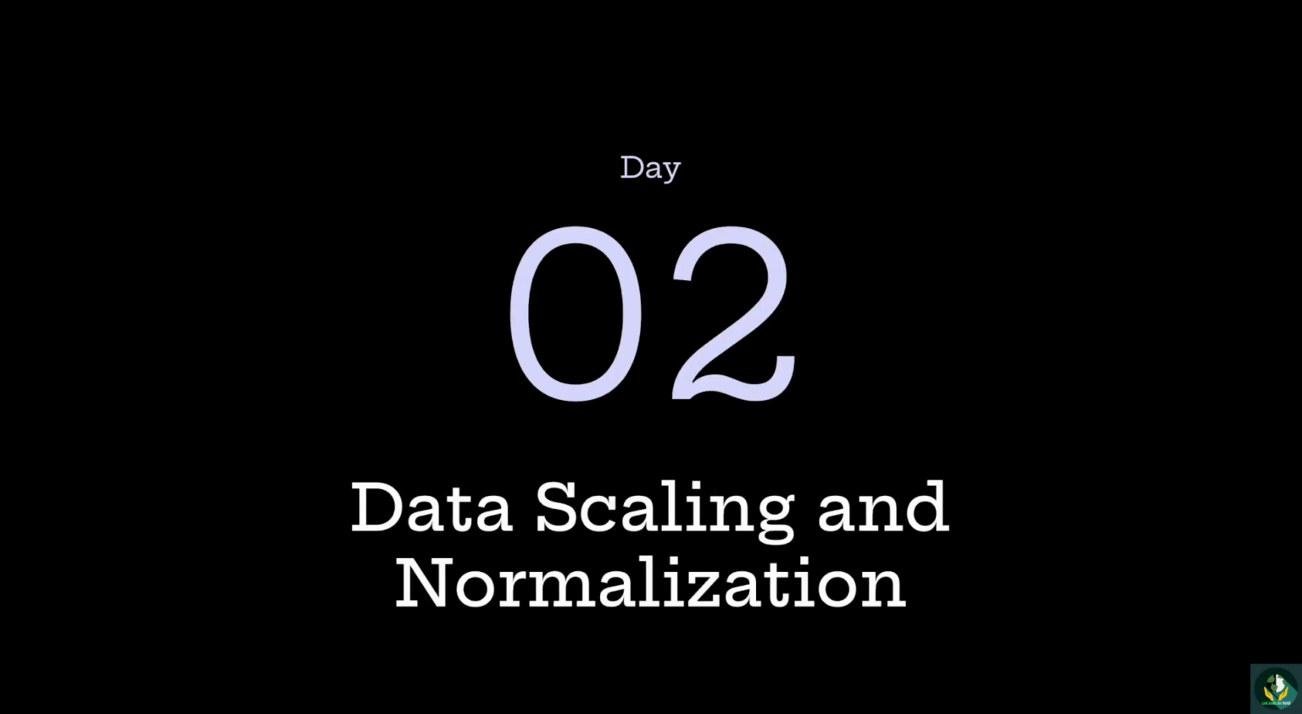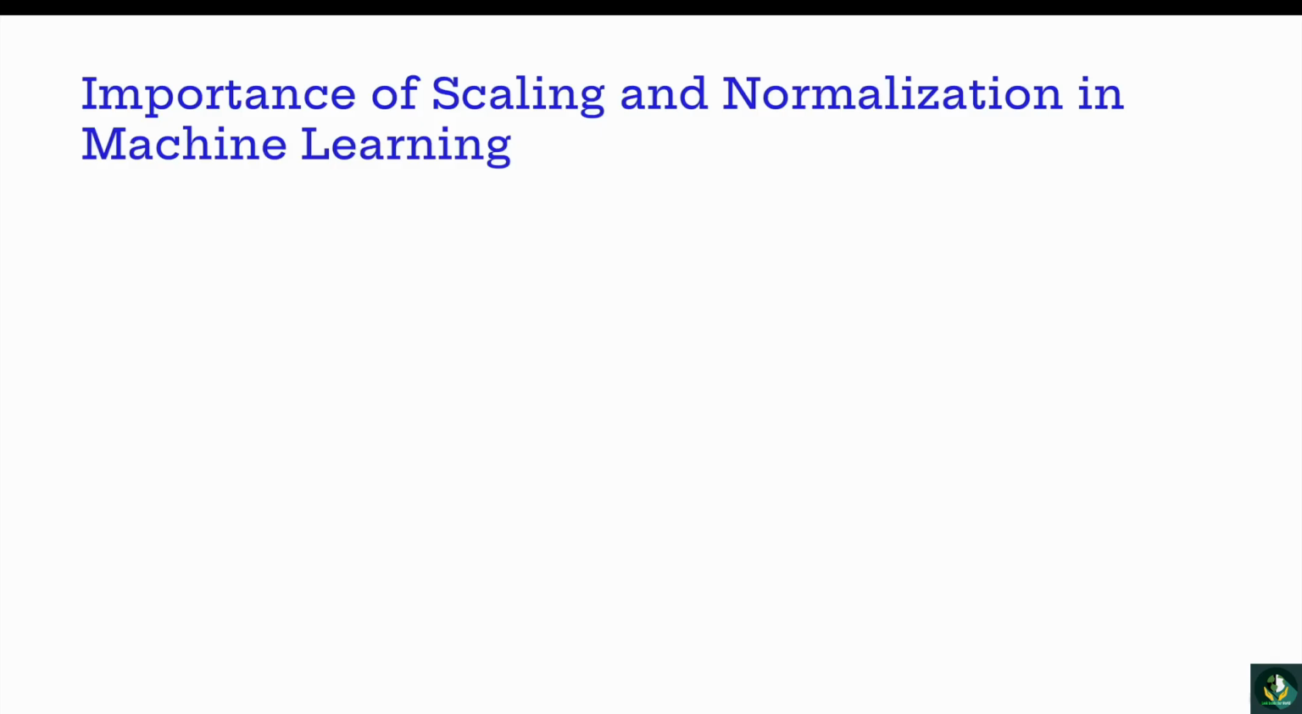Day 2, data scaling and normalization. Let's talk about the importance of scaling and normalization in machine learning. Now, what is scaling and normalization? Scaling and normalization are pre-processing techniques used to transform your numerical features to a common range or distribution, ensuring that no feature dominates the model due to its magnitude.